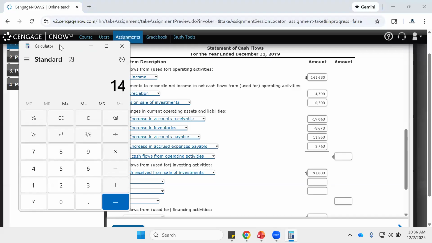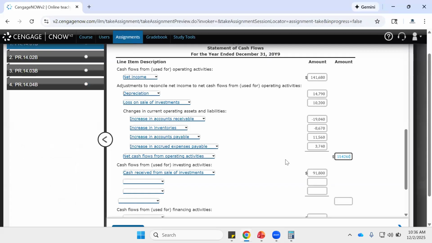So we take our net income plus depreciation expense, minus our increase in accounts receivable, minus our increase in inventory. We had to add back our loss on the sale of investments, and then we add the increase in our accrued liabilities. And we get 154,260.